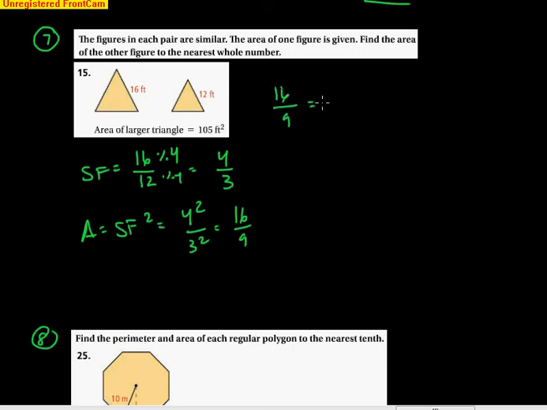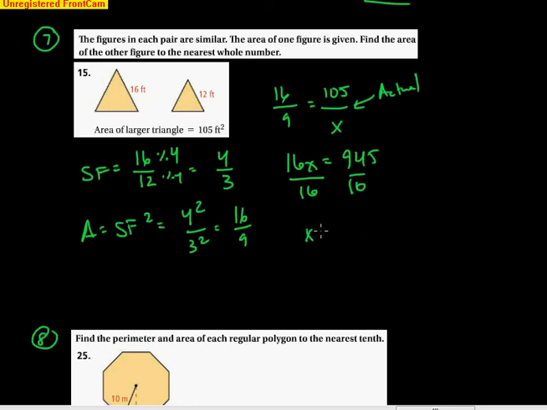16 to 9 equals, and we put our actual areas here. Well, they give you the area of the large one, 105. That goes across from the bigger number, so then your smaller area, x, goes down here. 16x equals 105 times 9, which equals 945. Divide by 16.